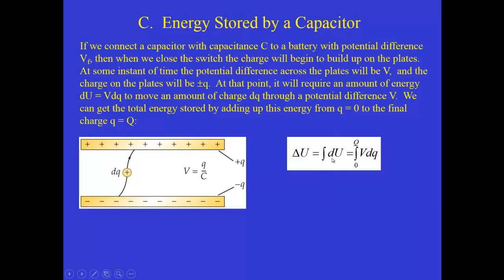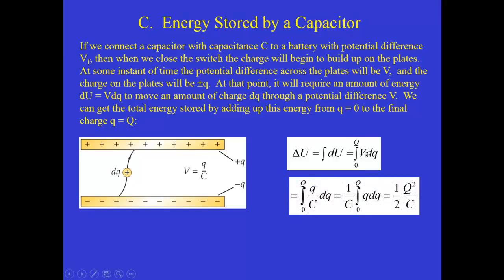So the integral of all these quantities dU is V dQ, so we plug that in. We can see now that Q is the variable, and we go from Q equals 0 when the capacitor has no charge on it to a final value of capital Q. And V, we know by the definition of capacitance, V is equal to Q over C. Remember that C is Q divided by V.